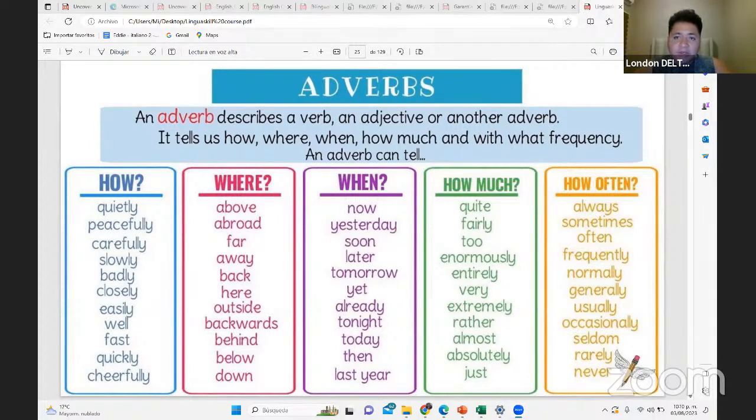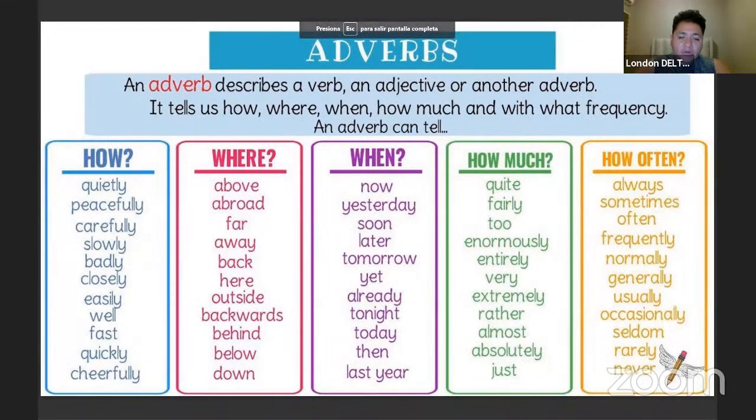En inglés existe una sola palabra para decir en el extranjero, puedes decir abroad, por ejemplo. I study abroad. Estudio en el extranjero. And in this same example with the verb run, puedes decir un adverbio de modo, un adverbio de lugar. I run fast abroad. Abroad nos dice dónde hago esta acción. When, okay. Today. Entonces puedo ponerlo al inicio. Today, I run fast abroad.